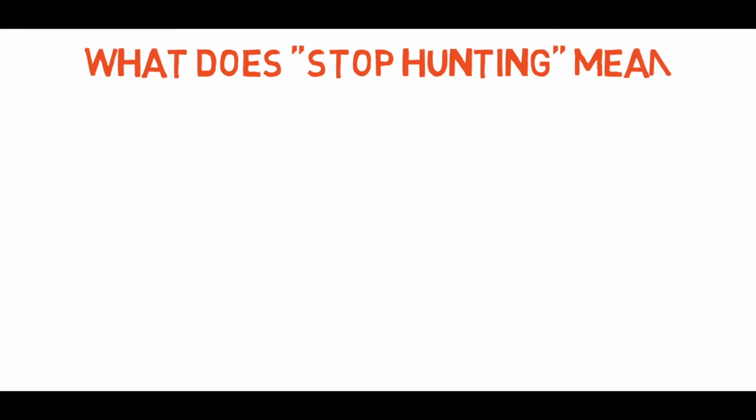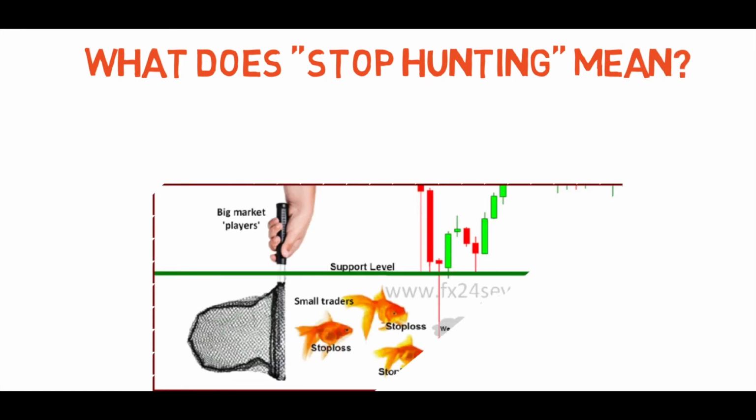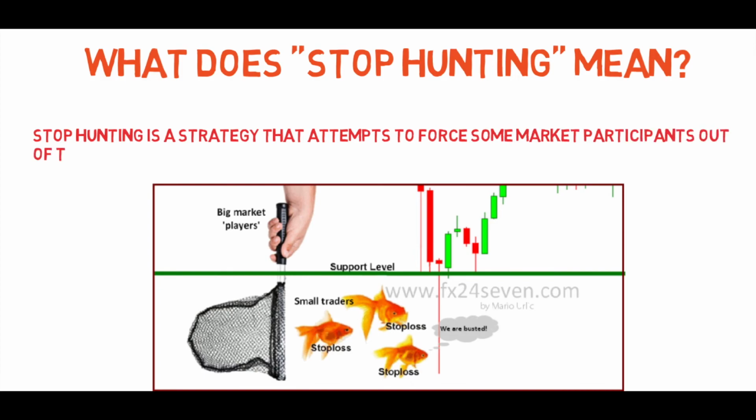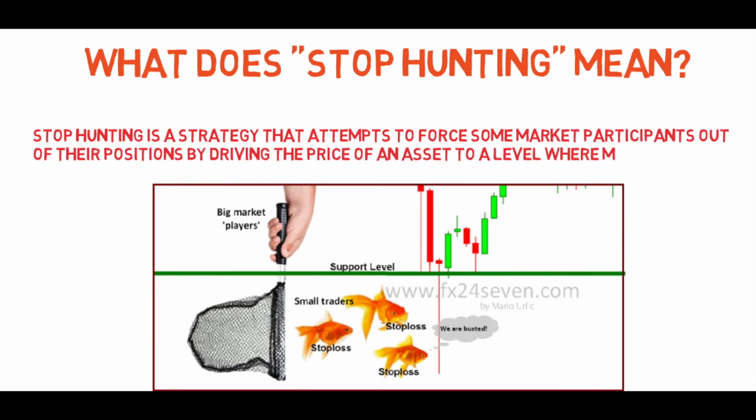What does stop hunting mean? So stop hunting is a strategy employed by market makers to force some market participants out of their positions by driving the price of an asset to a level where many traders have chosen to set their stop loss orders. Stay tuned and I'll show you exactly how to avoid this.